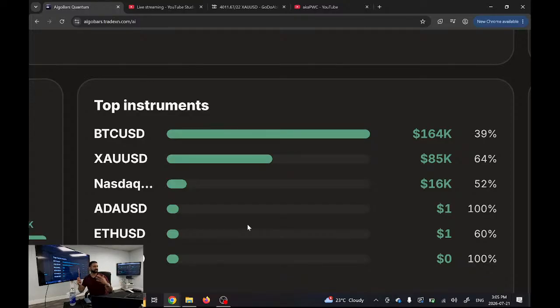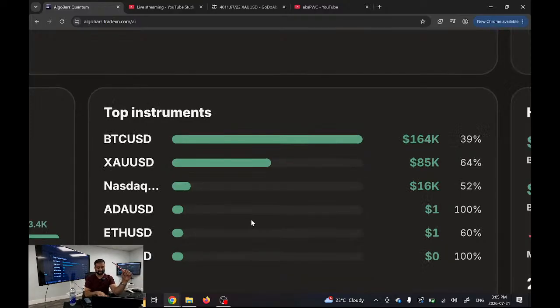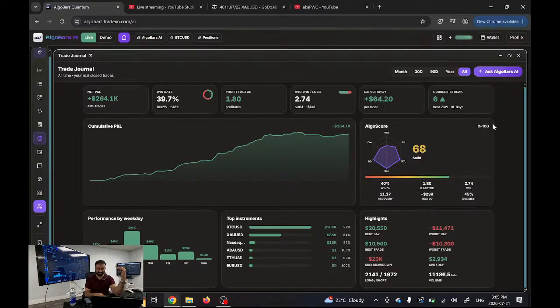To be honest, it's because it just moves so fast, I just trade BTC. I made 164K on this. Gold, I made around 85K on gold so far, which is pretty good because gold moves a lot too. NASDAQ, you know, I do trade NASDAQ here and there. I made about 16K on NASDAQ, and the other ones are just nothing. So it's mostly just these three markets. All right, so there we go.